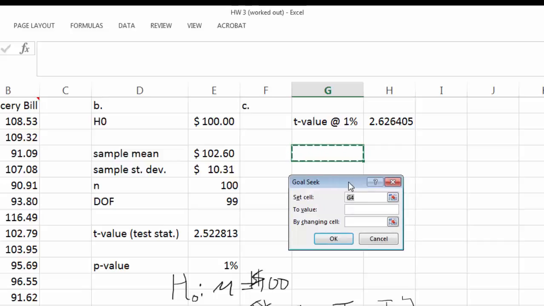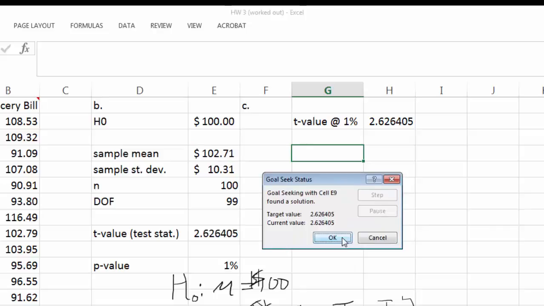I'm just going to tell Excel to do a guess and check process, and Excel can do that lightning fast. You'll see, we'll be able to observe it'll take a fraction of a second, but that's a lot faster than I can do it. So what I want to do is set this cell here, the t-value, equal to what I calculated up here. I now have to type it in. You can't use a cell reference for this part, but it's 2.6266405 by changing cell sample mean right there, E4, and watch it calculate. Okay, it took less than a second, and it tells me 102.71.